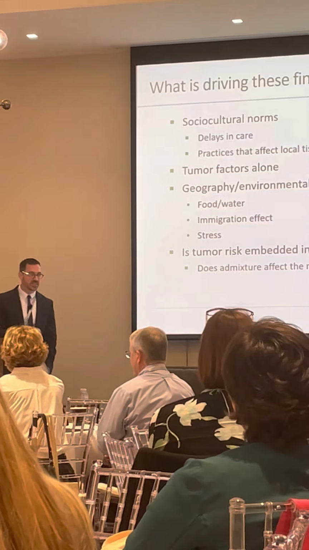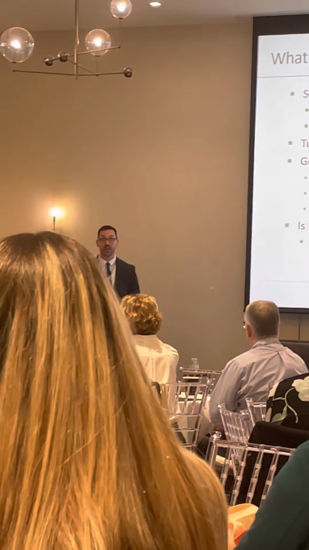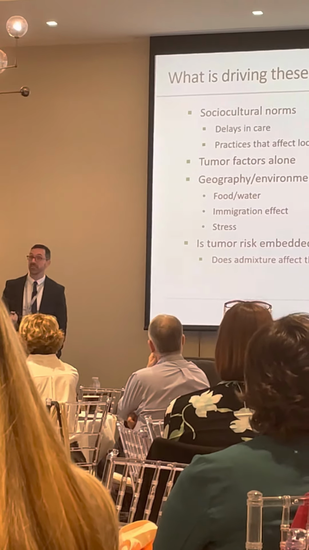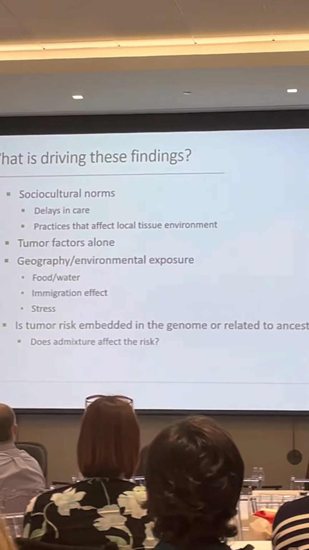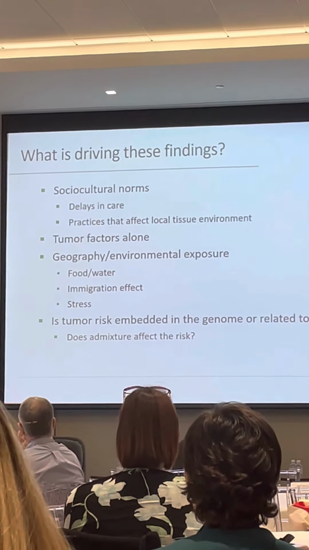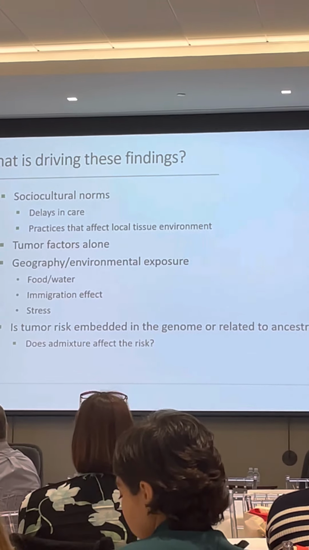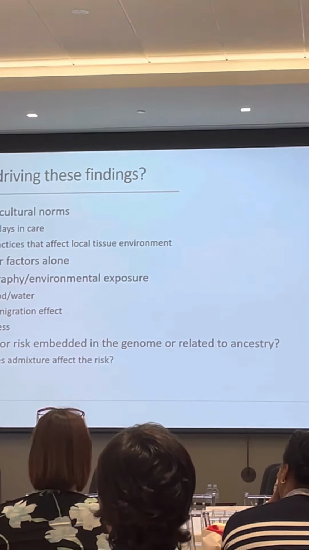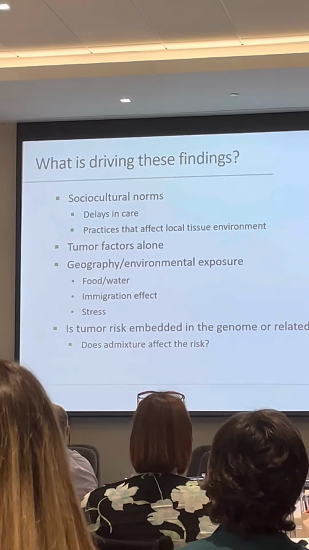Are we seeing differences in outcomes because of tumor factors alone? So is it something in the biology that we could potentially tie back to their ancestry that we could identify for early detection and risk assessment? Is there a role of geography or environmental exposure? Where are people getting their food? How are they preparing their food? What types of foods are they eating? Because we know there's substantial variability throughout the Caribbean. And similarly, where do people get their water, and are there contaminants within the water?